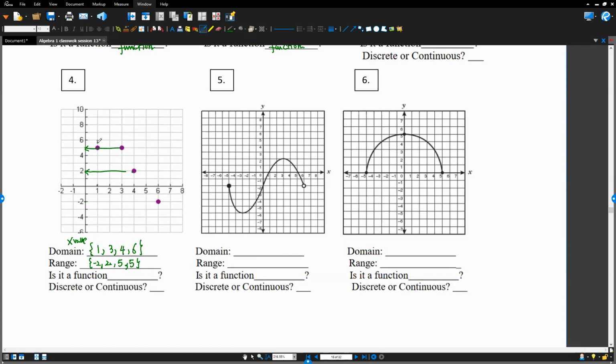For one value of x, there's only one value of x, one value of x, one value of x. That's the vertical line test. That is a function. Is it discrete or continuous? Yes, that is discrete. That's a point. But this is continuous. We cannot use a point. So many points are there, right, from these two.